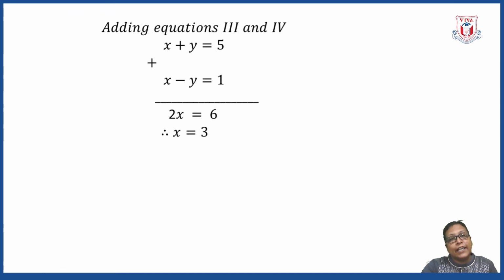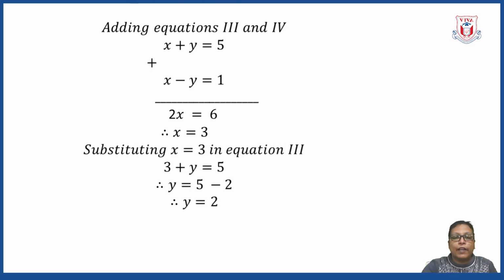So equation 3 is x plus y is equal to 5, plus equation 4 is x minus y is equal to 1. And when we add them up, you can very clearly see that plus y and minus y will get cancelled. y will be eliminated. And x plus x is equal to 2x. And on the right hand side, 5 plus 1 is equal to 6. And therefore, we got the value of x as 3. Now, this value of x we can put in any one equation, either 3 or 4, and you can get the value of y. So let us substitute this value.